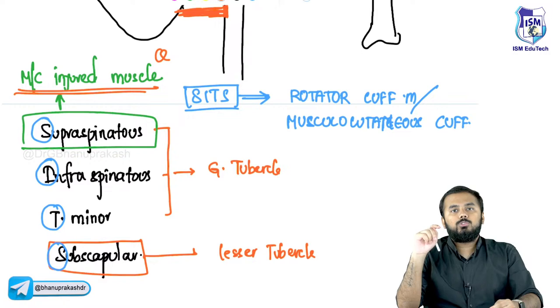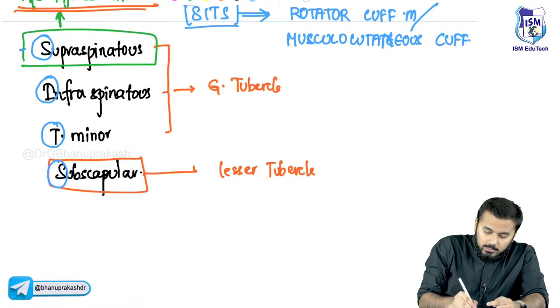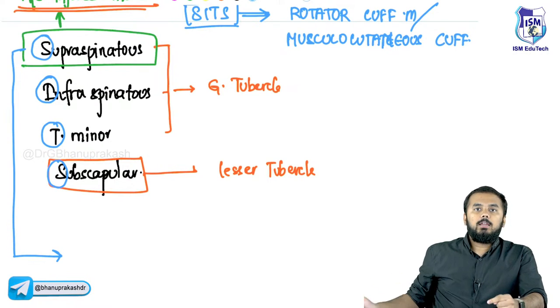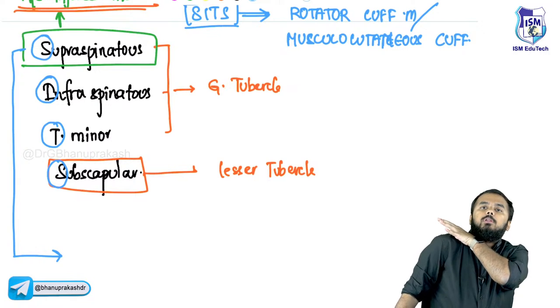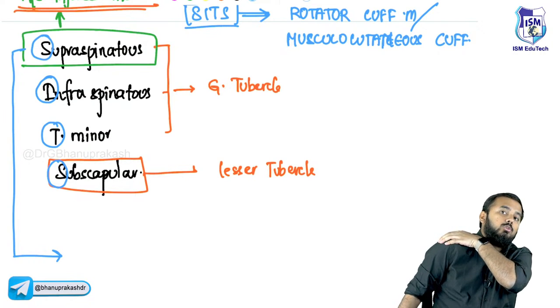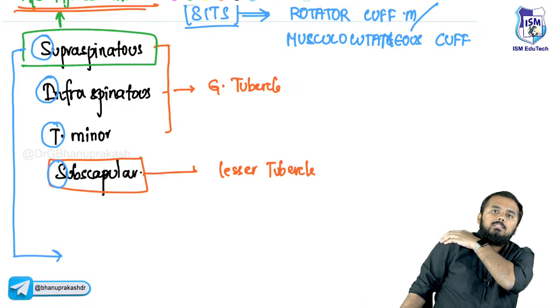If someone asks you, sir, what is the function of supraspinatus? What will you tell, guys? What is the function of the supraspinatus? All of you look here. For example, this is the supraspinatus muscle attaching here to the greater tubercle. If I contract this muscle, what happens? My entire upper limb is raised like this, right?